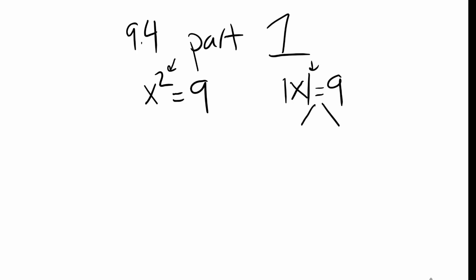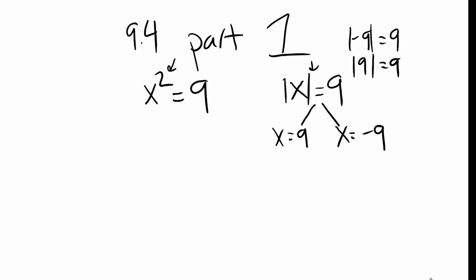The second we're trying to undo our absolute value, we split to x equals 9 and x equals negative 9. So two different answers make this true. That's because the absolute value of negative 9 is 9, and the absolute value of 9 is 9. So it works both ways. This is going to be very similar to quadratics when we start solving them.